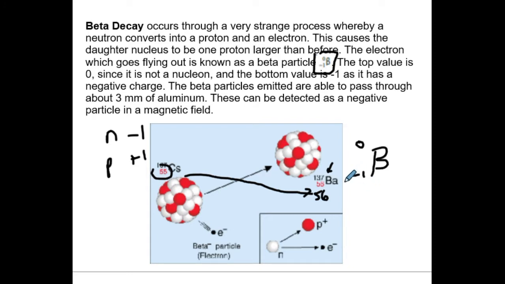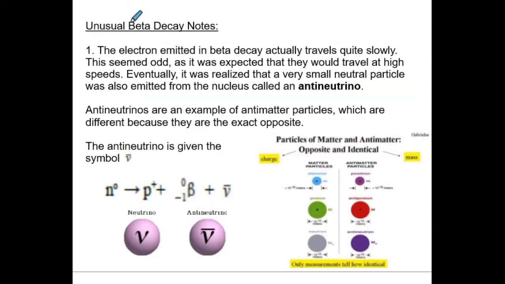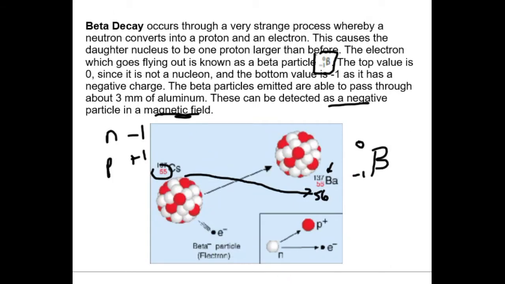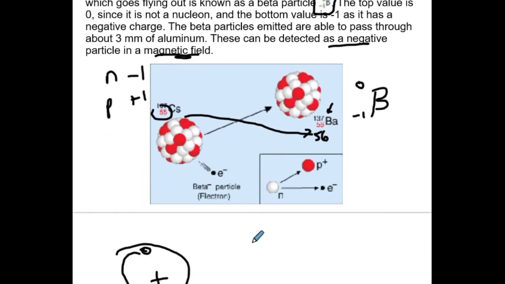Now, just for your reference, these beta particles will also be deflected in a magnetic field because they're negatively charged, but they can be stopped by about 3 millimeters of aluminum. So they're smaller than alpha particles. They're still not necessarily dangerous, but you can stop them with aluminum. So let's try. Maybe I'll try to write out this equation here real quick, the one that you see in the example.